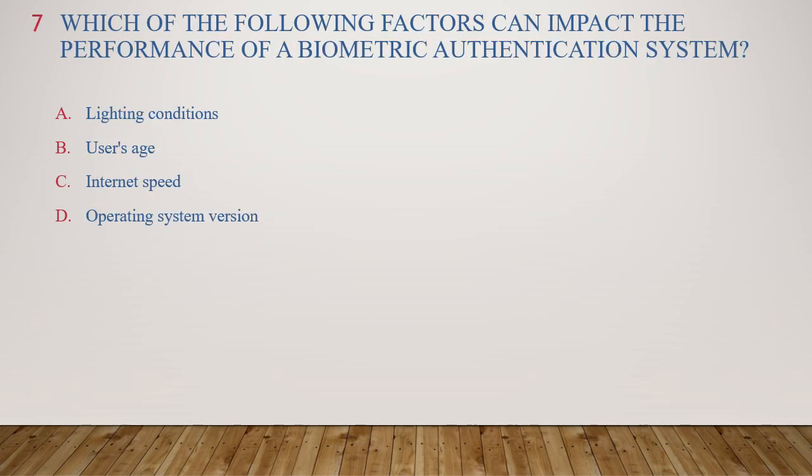Question number 7. Which of the following factors can impact the performance of a biometric authentication system? A. Lighting conditions. B. User's age. C. Internet speed. D. Operating system version.